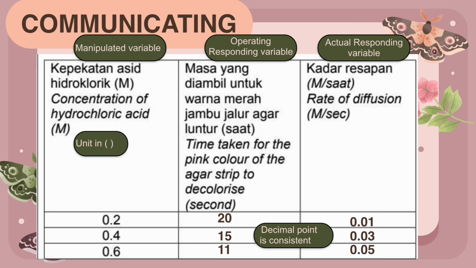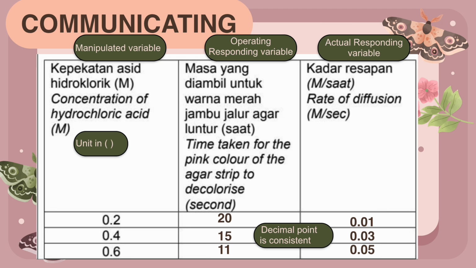Okay, so if you look at this one, I already labeled it for you. The first column is the manipulated variable, and the unit is also compulsory, and it is written in a bracket. For the second column, it is the operating responding variable, ORV. That is the time taken for pink color of the agar strip to decolorize. And the third column is also responding variable, but it is the actual responding variable whereby you have to calculate. In this case, it is the rate of diffusion, M, that is molar over second. Again, it is written in a bracket.